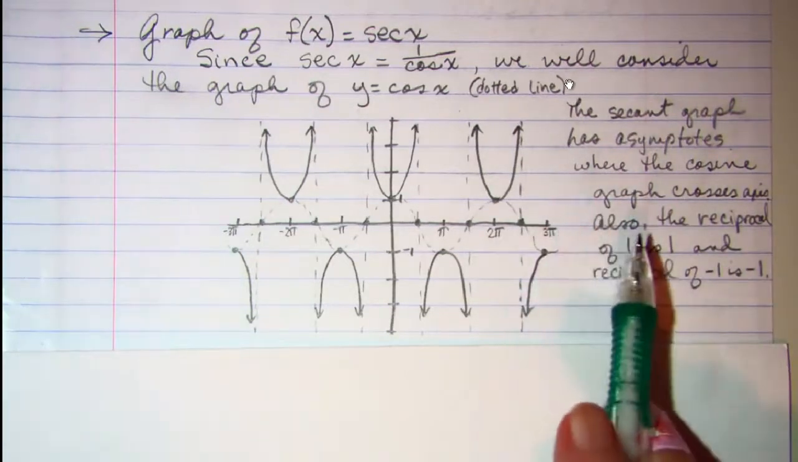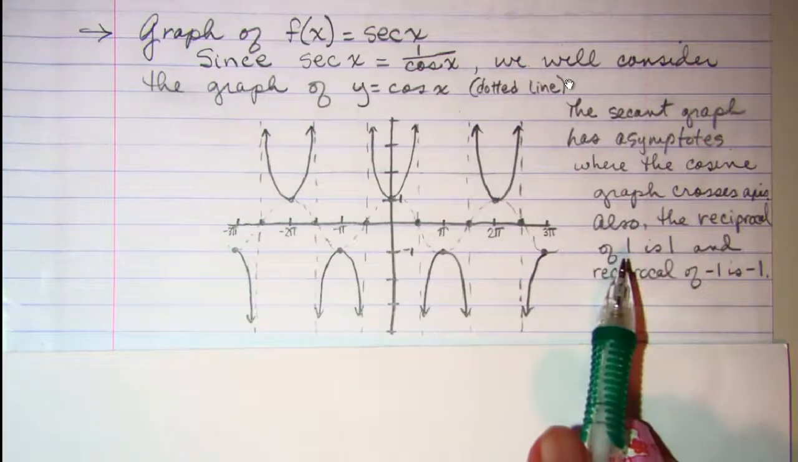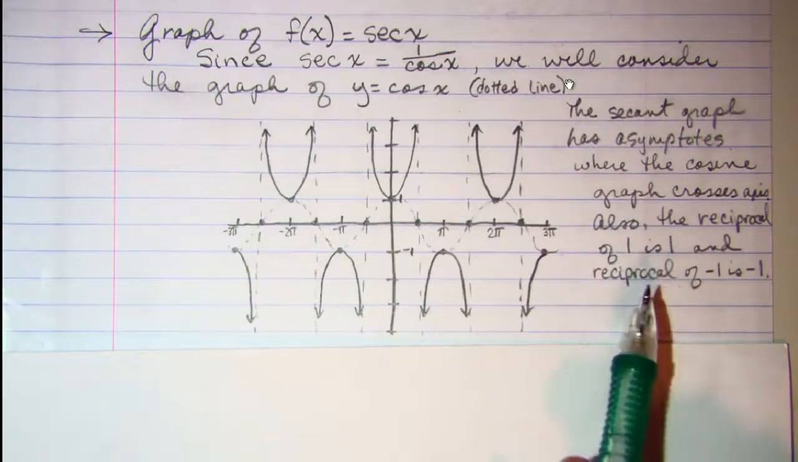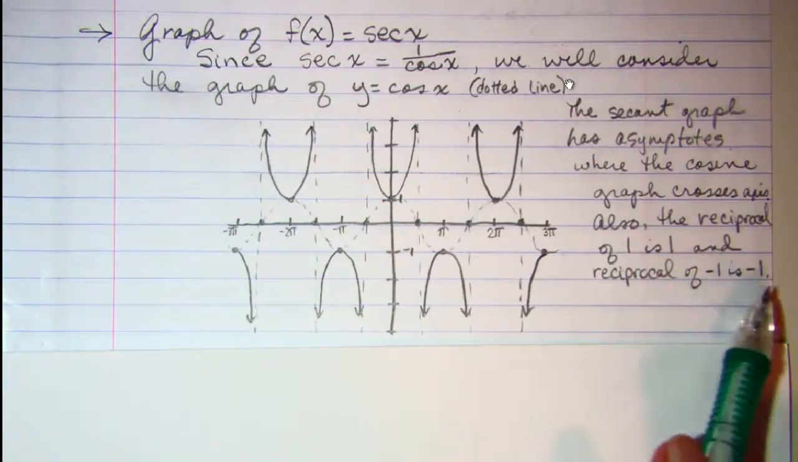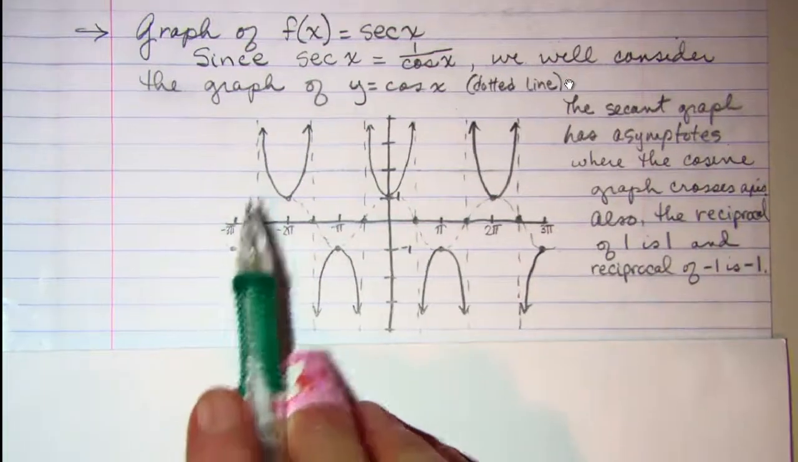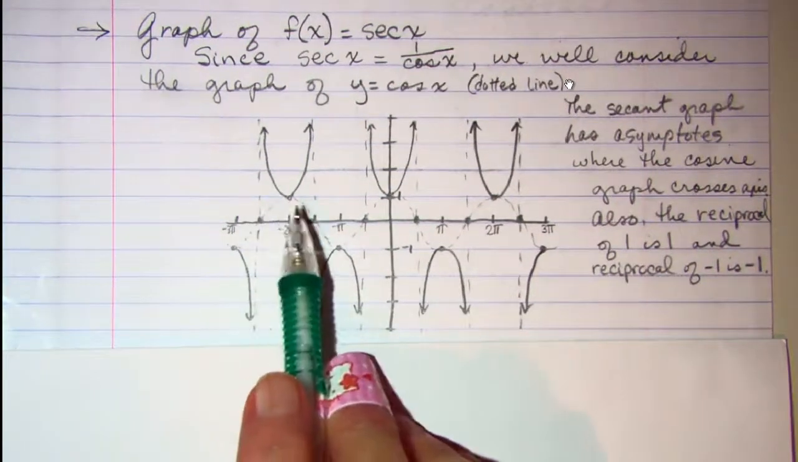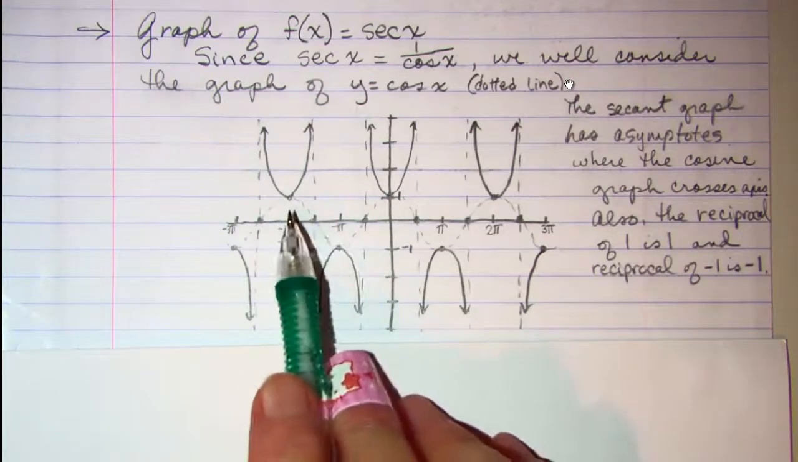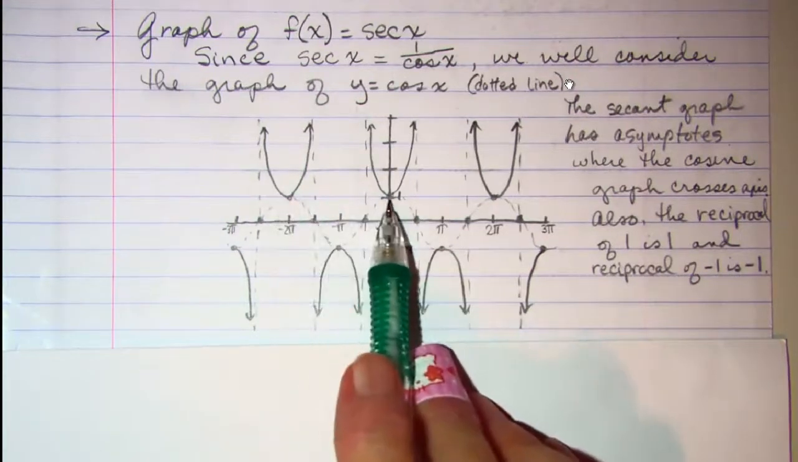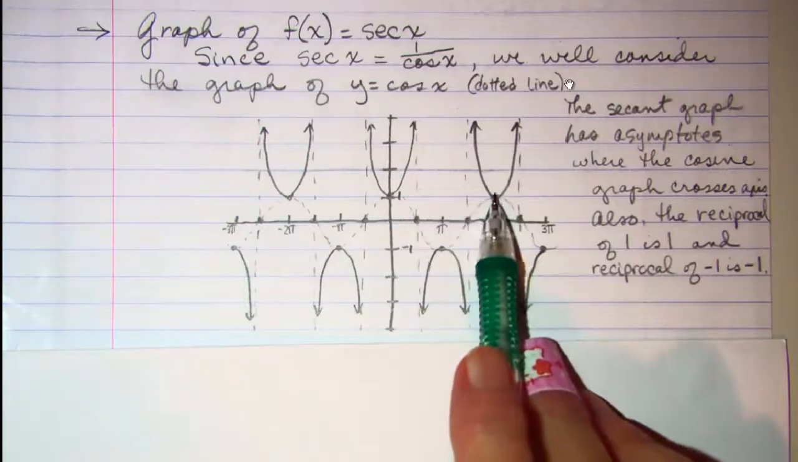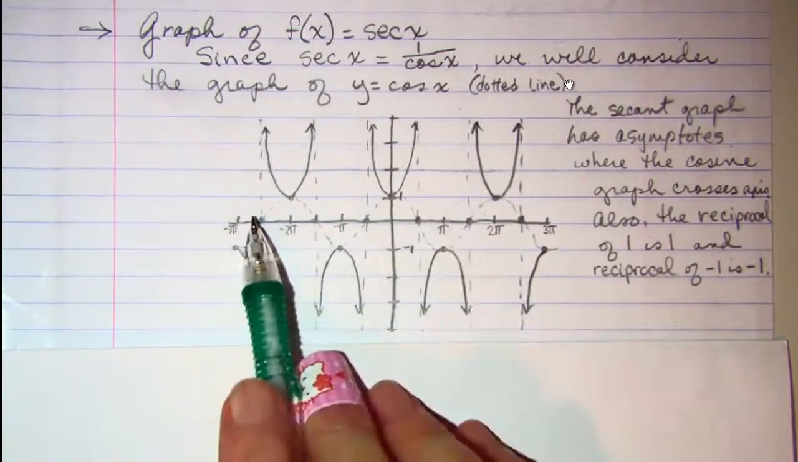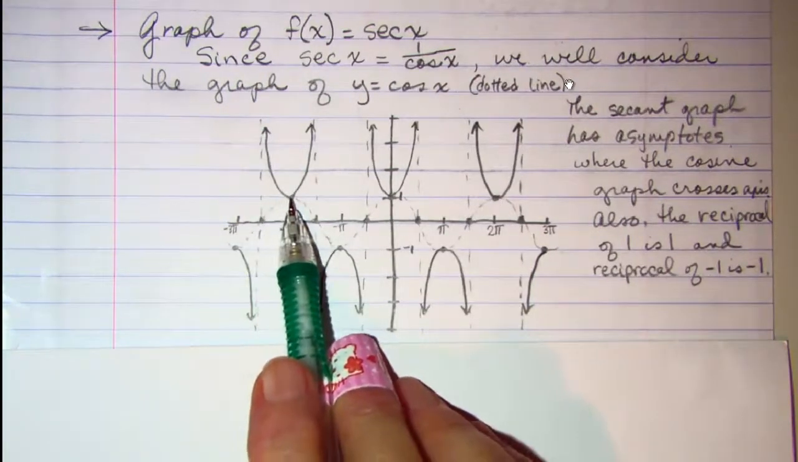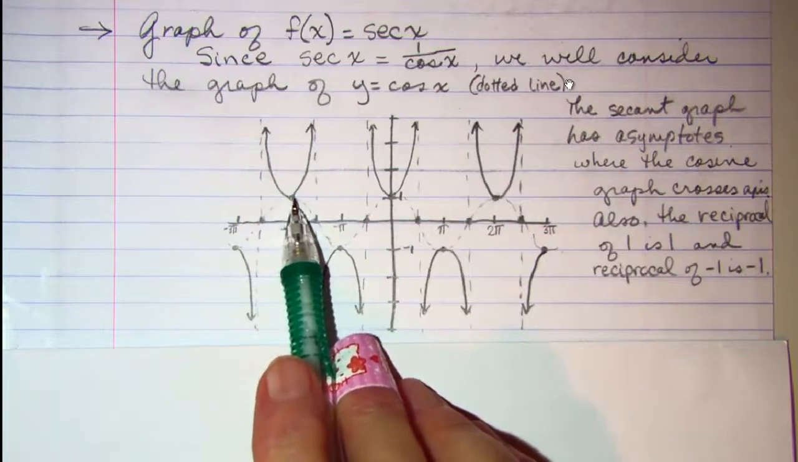Another thing to remember is that the reciprocal of 1 is 1. And the reciprocal of negative 1 is negative 1. So my cosine curve hits positive 1 here at negative 2 pi, and here at 0, and here at 2 pi. Well, my secant curve is also going to hit 1 at those values.